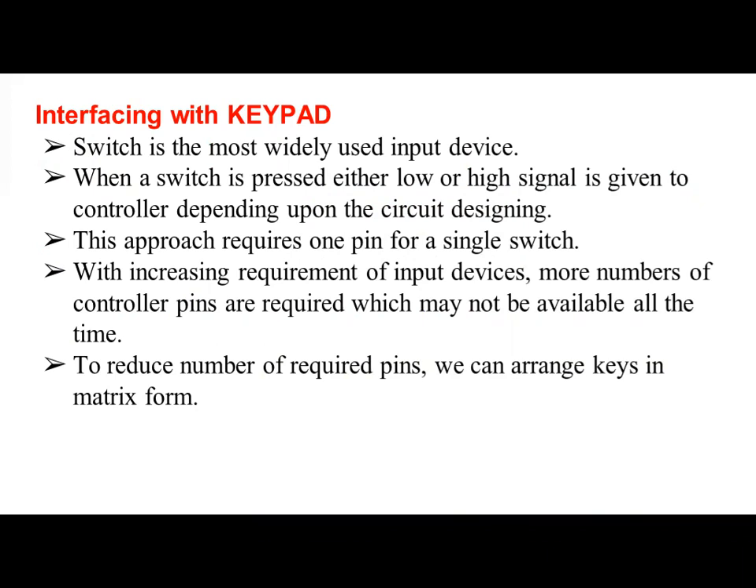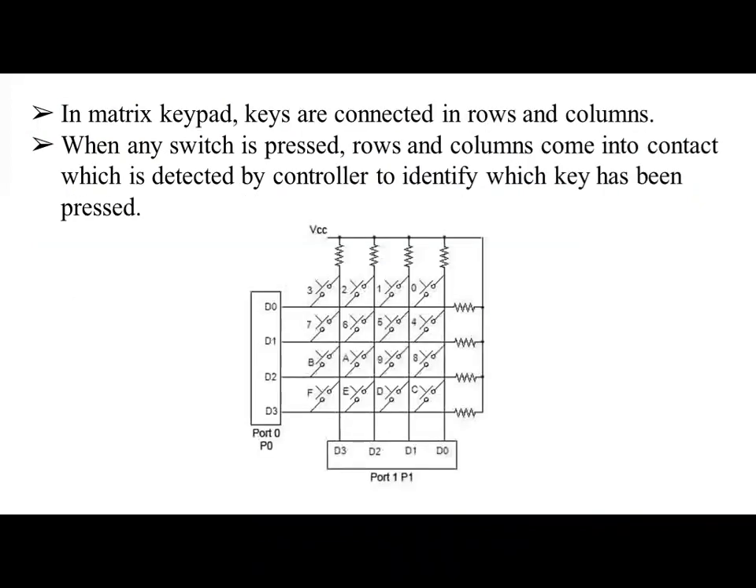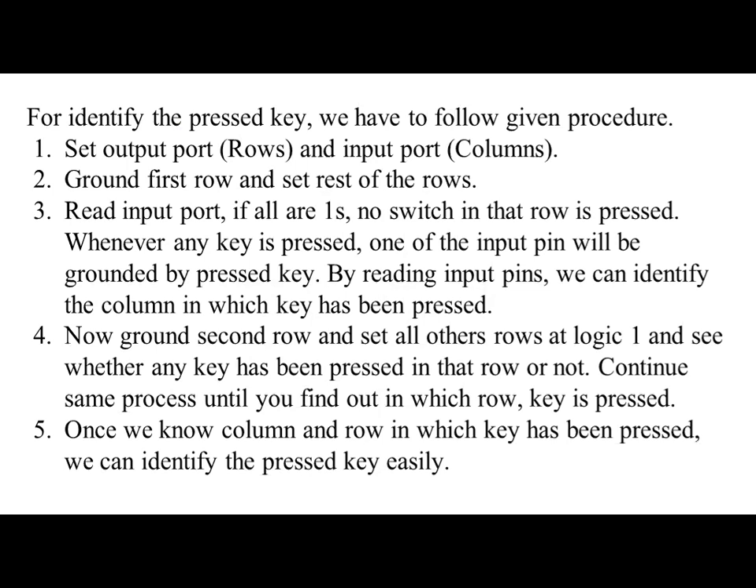With increasing requirement of input devices, more number of controller pins are required, which may not be available all the time. To reduce number of required pins, we can arrange keys in matrix form. So here in matrix keypad, keys are connected in rows and columns. When any switch is pressed, rows and columns come into contact, which is detected by controller to identify which key has been pressed. To identify the pressed key, we have to follow the given procedure.